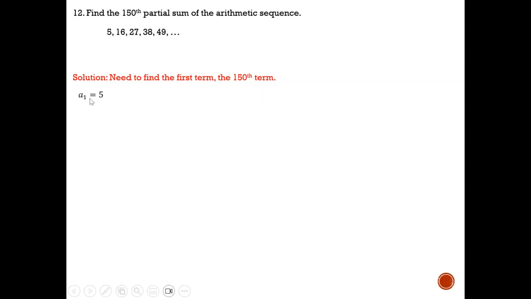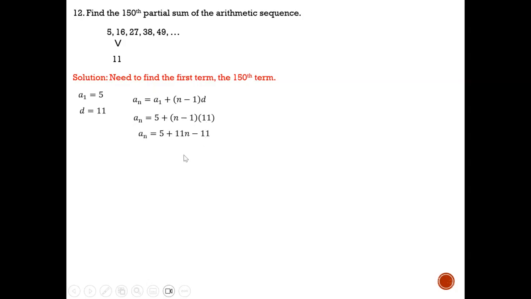For the formula, we need a1, which is 5, and we need the difference, which will be 11, right? The difference between all these will be 11, because 16 minus 5 is 11, and 27 minus 16 is 11. So we know it's going to be 11. So there's my formula. Plug the a1 there, and the difference.